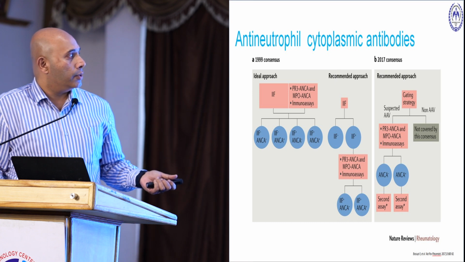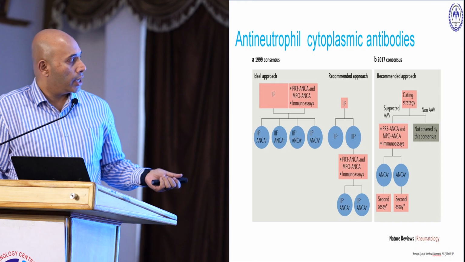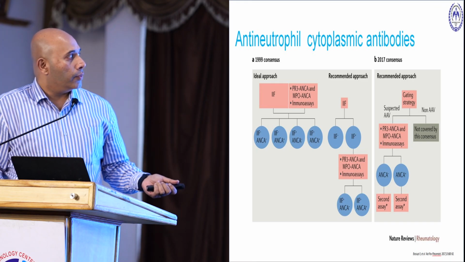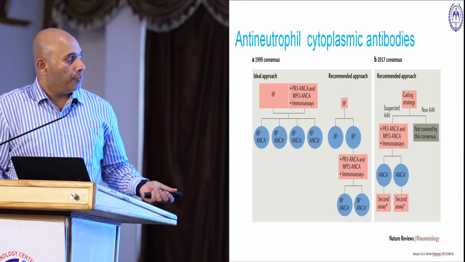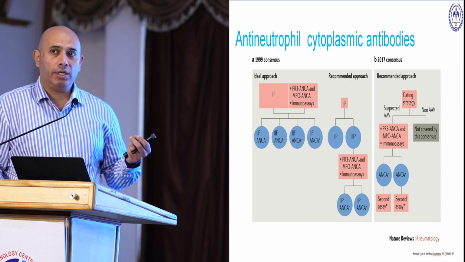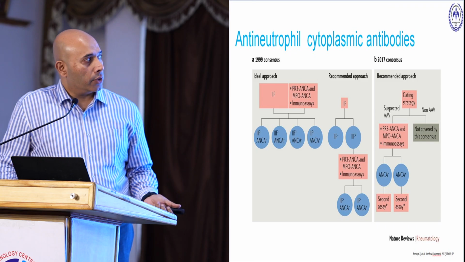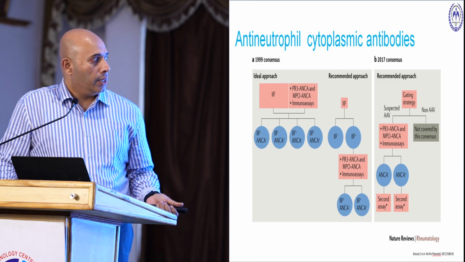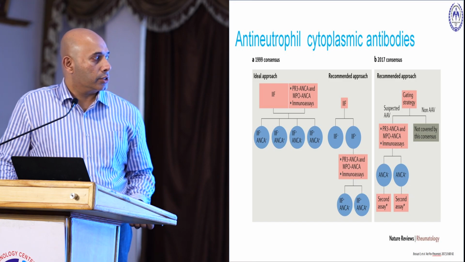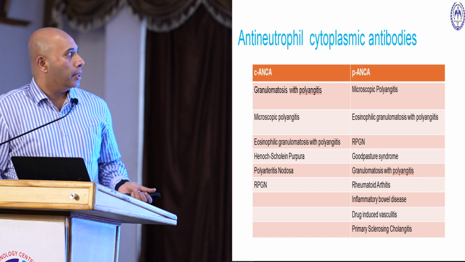So initially it was the IF, which is the indirect immunofluorescence. We had to do that, and then based on that, depending on the pattern, we used to do ELISA. But now the recommended approach is, depending on the disease we suspect, we can go straight for ELISA, and if it's ANCA negative, we have a second assay, and if ANCA positive, we have a second assay there. So this is what we have today.